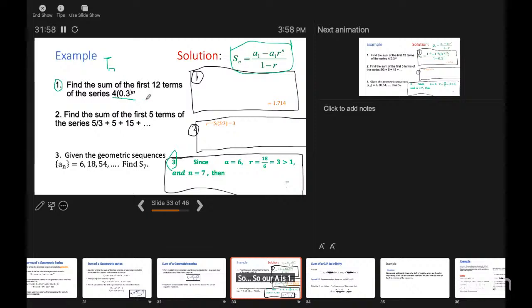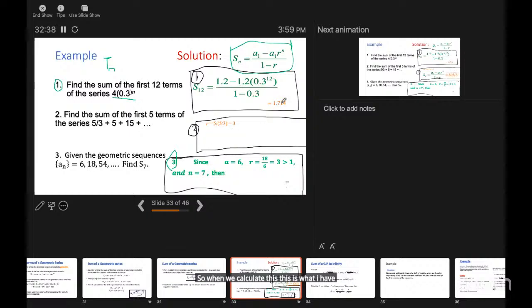What is our R? You can get the second term. The second term will be 4 times 0.3 raised to power 2. And once you get the second term, you can find your R. So that is what brings about the formula I'm writing now. 1.2, that is the first term, multiplied by 1 minus R raised to power 12. So our R can be calculated to be 0.3. We use this formula because R is less than 1. So when we calculate this, this is what I have.